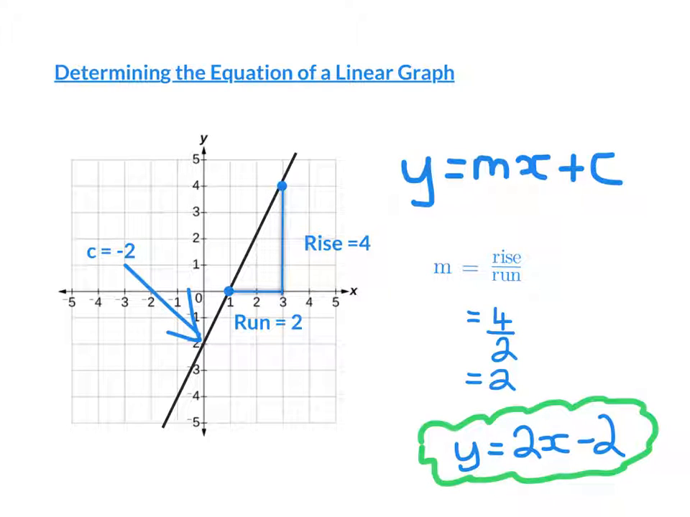So to summarize, if we are going to try and find the equation of a linear graph from the graph, we first have to identify the y-intercept. We then need to use rise over run to find the gradient, and if we substitute those values into our general equation of a straight line, it gives us the equation of that line.